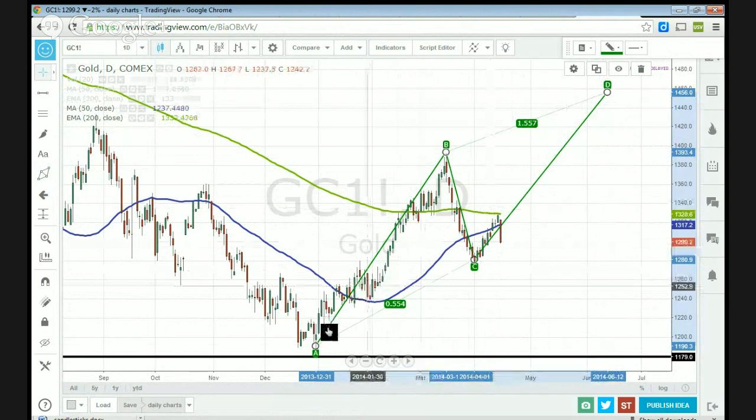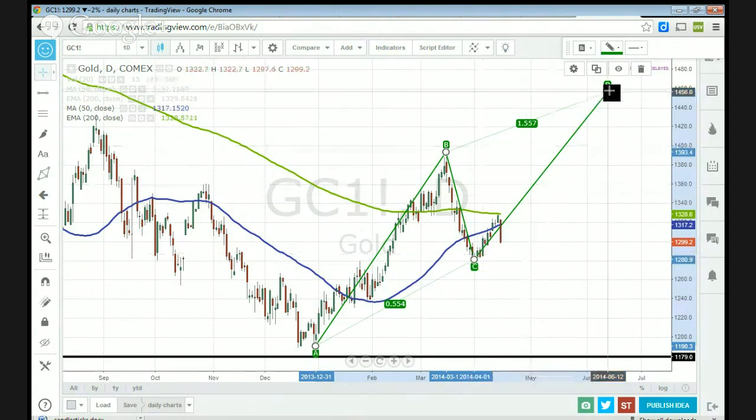And this took from A, which is basically at the end of the year, very beginning of 2014, to B, which is mid-March. So it took 2.5 months. C starts in early April, and if we add 2.5 months to that, that gives us the middle of June. So maybe by the middle of June, that's the basic projection here. This is a really nice and clean ABCD pattern on gold. That tells us we'll be at 1456 or so, 1450 or so.